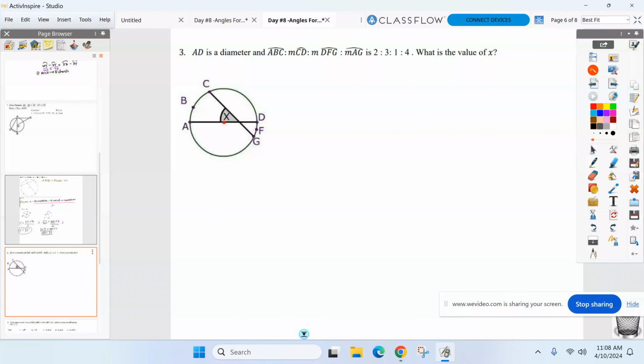Angle X. Everybody good? This is not central, it's not inscribed, but it is a floater. Agreed? So here's what I want to do with you first. Tell me the arcs. Tell me the arcs that I need to add together.